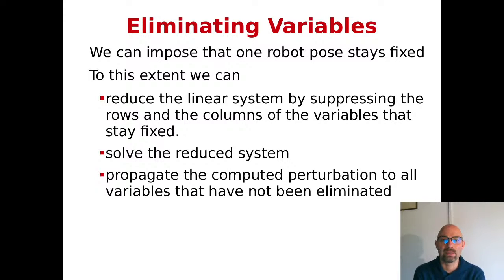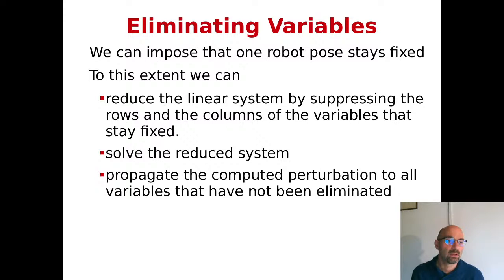How to do this? Well, we simply suppress the rows and the columns of the variable, or the variables, in case there are more. In case we want to block multiple positions, we can just eliminate, because maybe we have the ground truth, the variables that we know stay fixed. Of course, we have to preload the variables with some good value, otherwise we will lock them to a wrong position. And finally, we solve the reduced system, which is the linear system from which we eliminated the columns and the rows of the variables that we want to kick out.